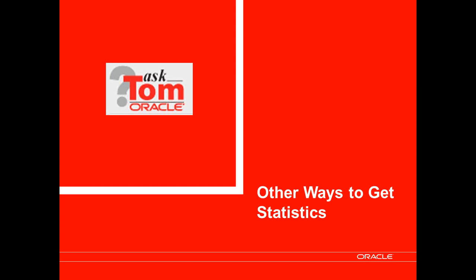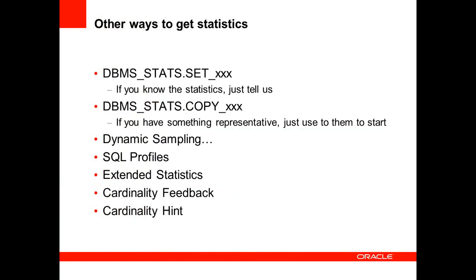So let's take a quick look at some other ways to get statistics. There's DBMS_STATS.SET_TABLE_STATS to set statistics on a table. If you know the statistics, just tell us. If you've just done a data load and you know you put 1,000,000 rows in there, you can just tell us you put 1,000,000 rows in there. The fastest way to get statistics on there might be just to set them. You can also copy statistics. If, for example, you have a partitioned table where every day you add a new empty partition and you end up filling it up by the end of the day, you're going to need to have some representative statistics on that partition when you start out in the morning.